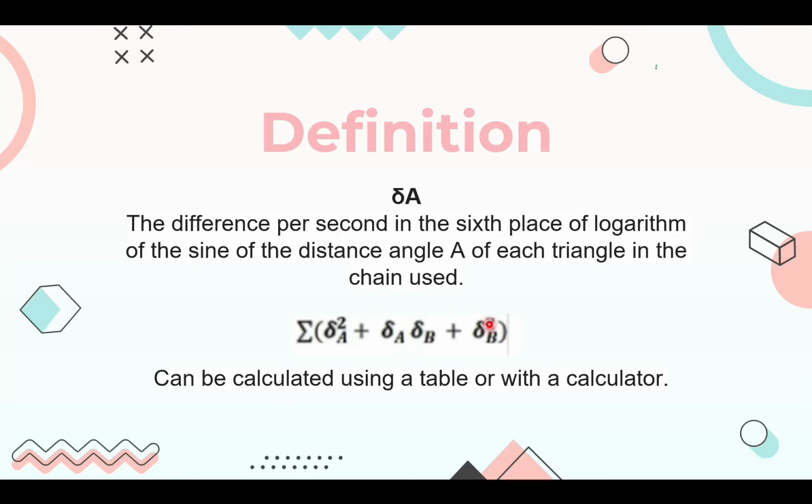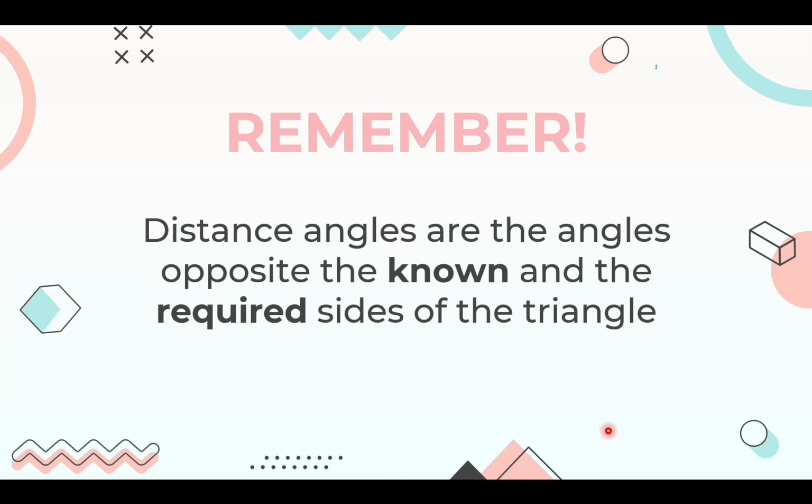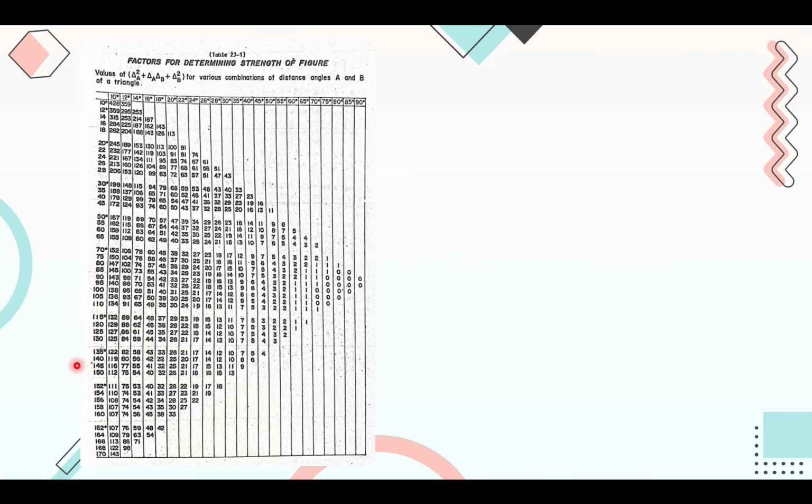And this term can be calculated using a table or using a calculator. I will show you first how to calculate it using the table, and then later we will solve it using our calculator. So I'll show you both these methods. But before we go into that, I want you guys to remember that distance angles are the angles opposite the known and the required sides of the triangles. And this is the table that we will be using.